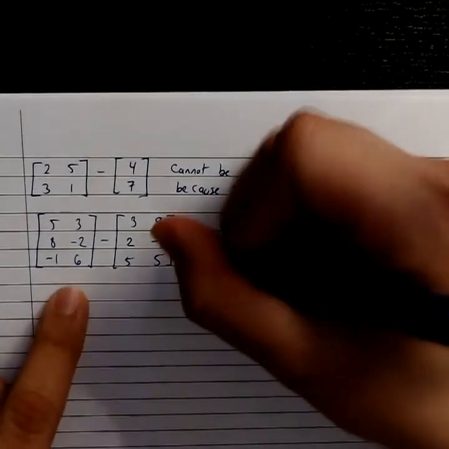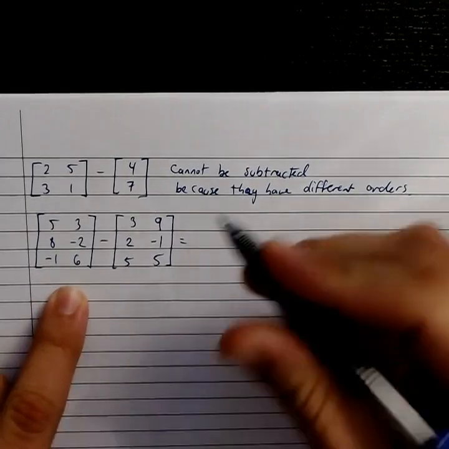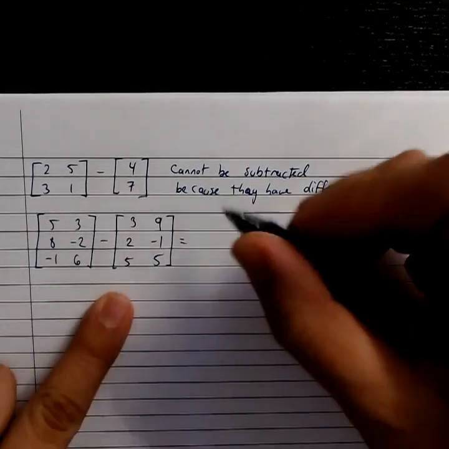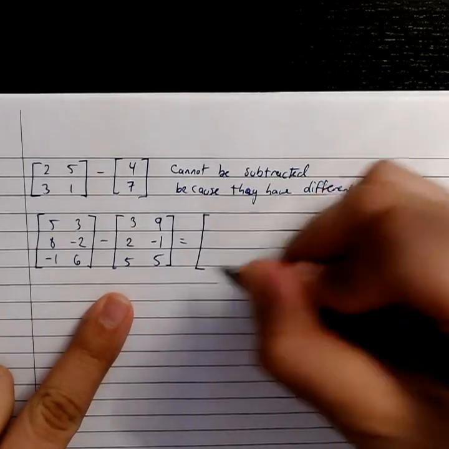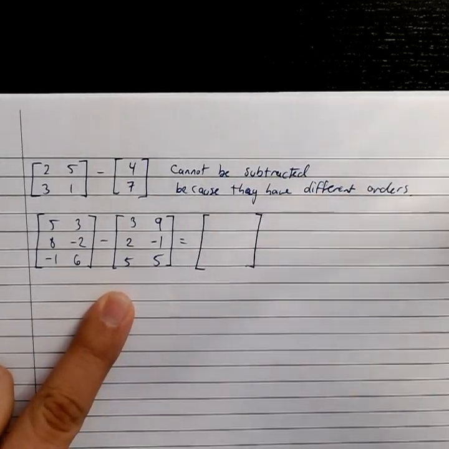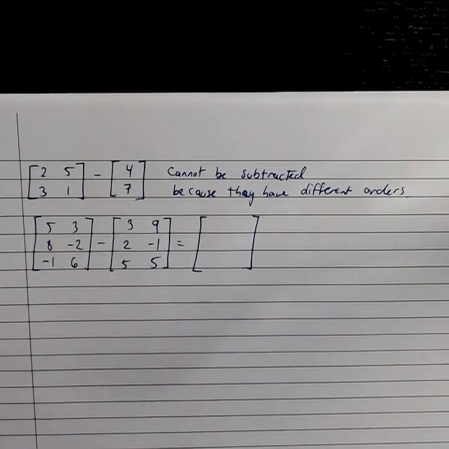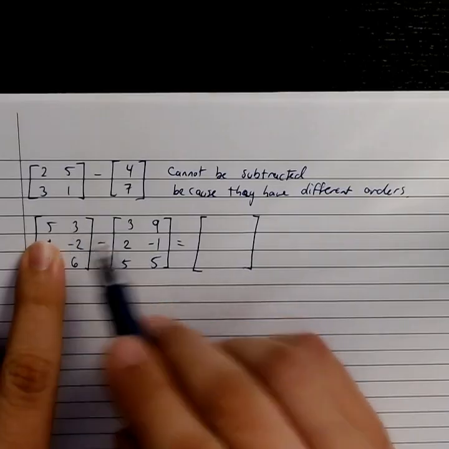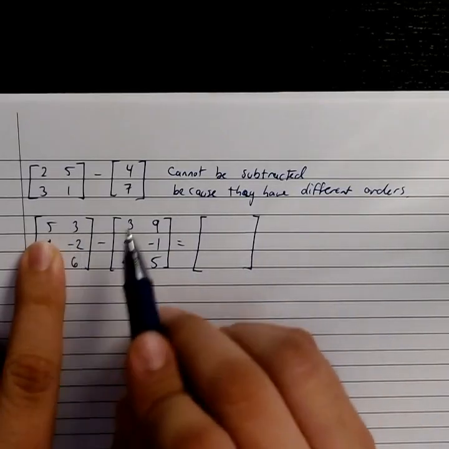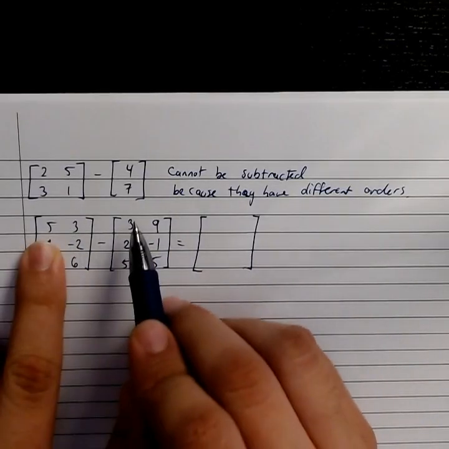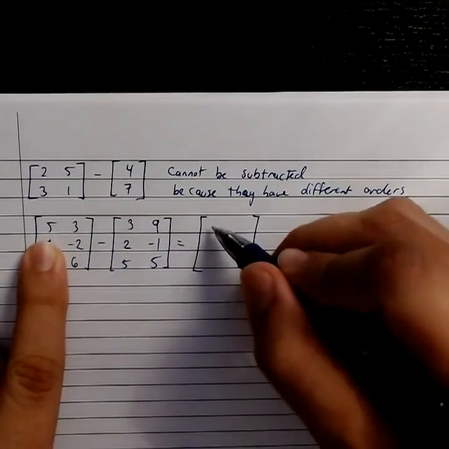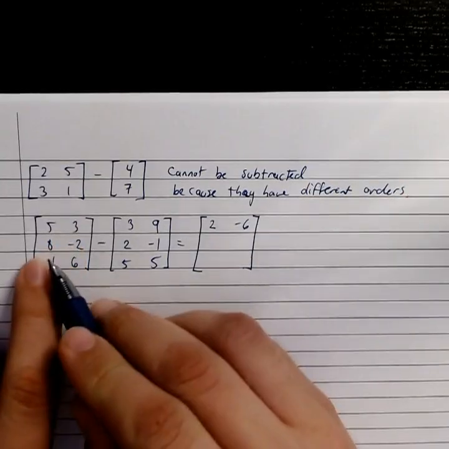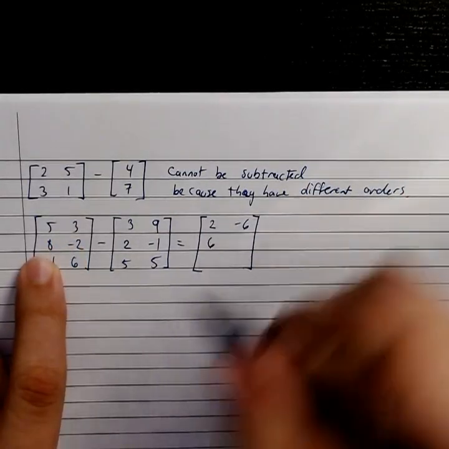All right, and to subtract, of course, these we can subtract because they do have the same order. This has 3 rows, 2 columns, 3 rows, and 2 columns. So we can subtract, and our answer will also have 3 rows and 2 columns. So to get the elements of this result, we're simply going to subtract the corresponding elements. So these two are in the same spot, first row, first column. So 5 minus 3 is 2. 3 minus 9 is negative 6. 8 minus 2 is positive 6.